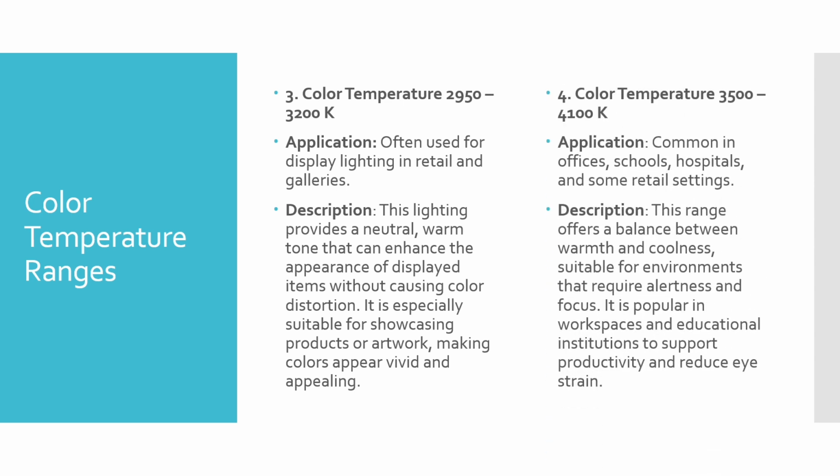Color temperatures between 3500 to 4100 Kelvin create a light that is neither too warm nor too cool, striking a balance that's bright, clear, and functional. This lighting range is commonly used in offices, schools, hospitals, and some retail environments because it provides enough brightness to keep people alert and focused.